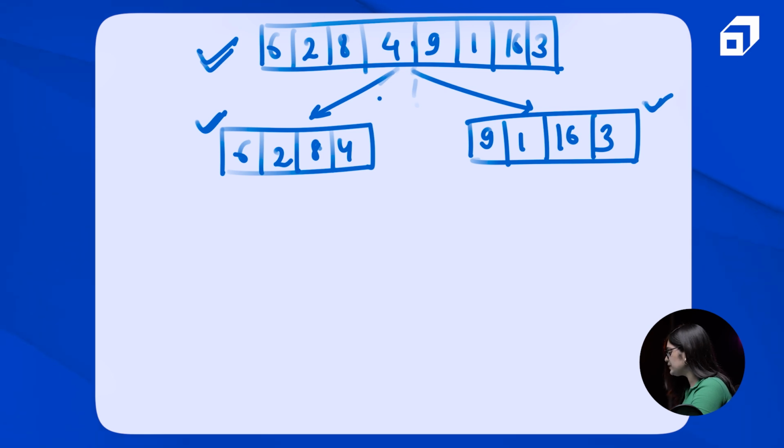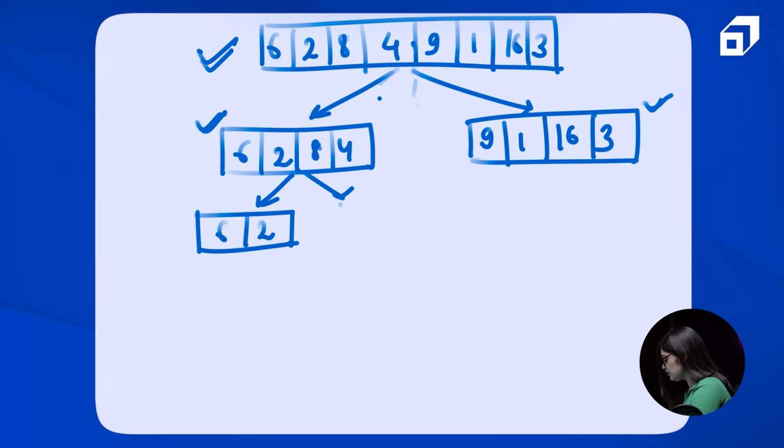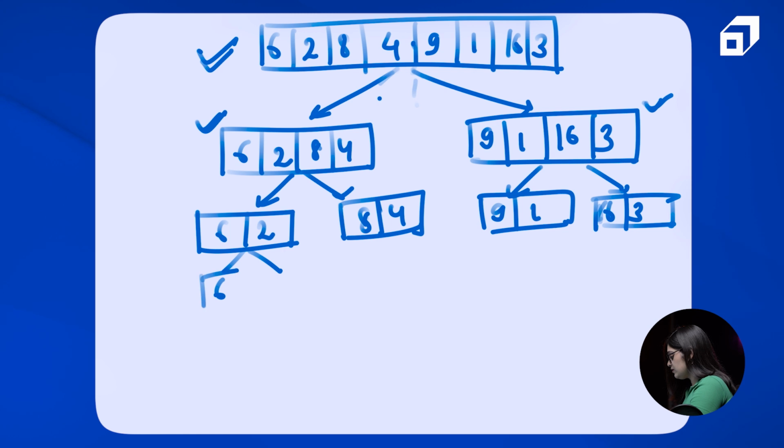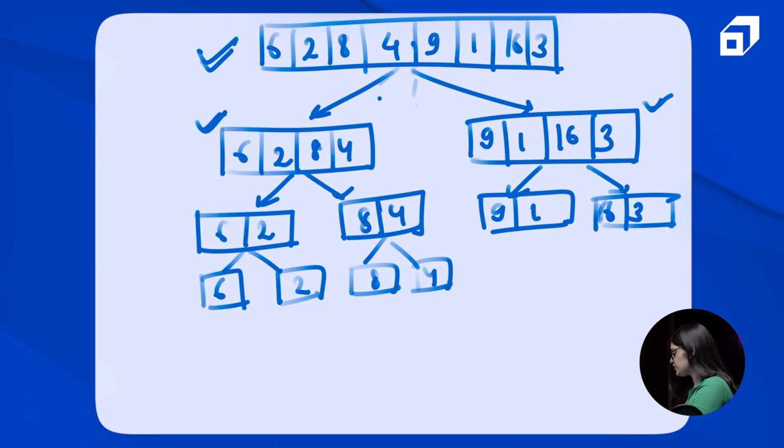But to solve these, we need to further divide them to a point where we can't divide any further. So let's see, we'll divide these as well. We get 6, 2. Here we get 8, 4. Here we get 9, 1. We get 16, 3. Now we divide these further as well because there are 2 elements in these sub-arrays. And we get to a point where we have 1 element in each sub-array. From this point, we can't divide any further. So we return from our recursion and we'll start merging these sub-arrays.